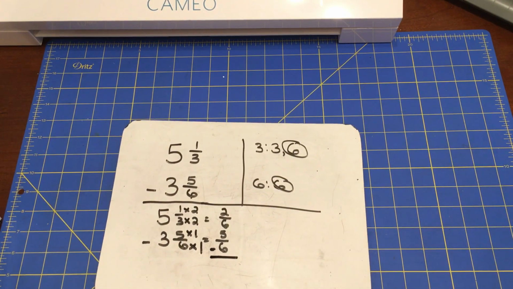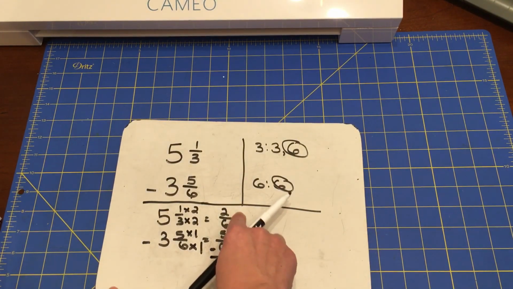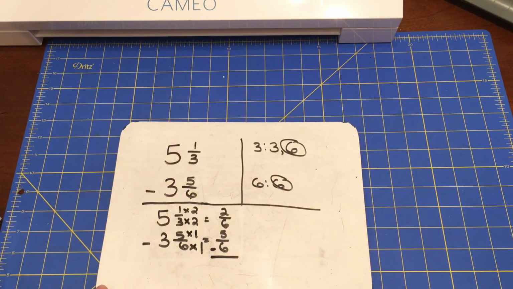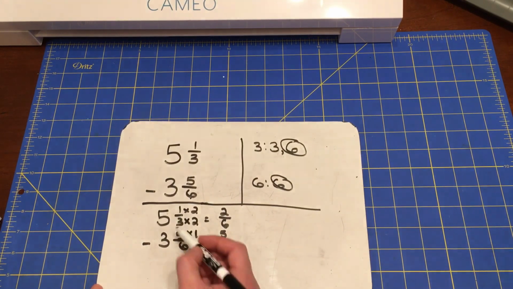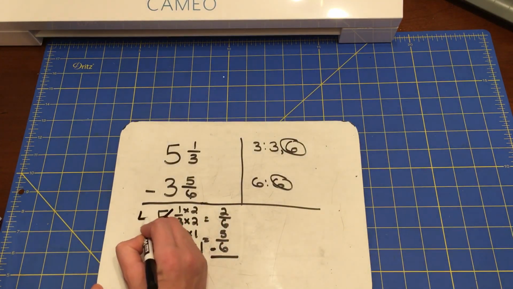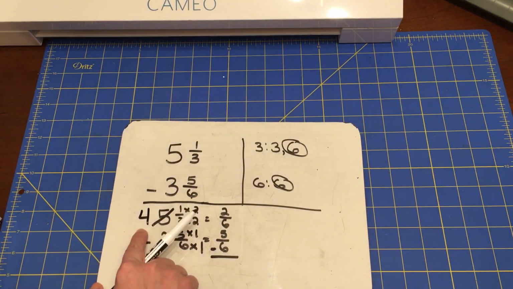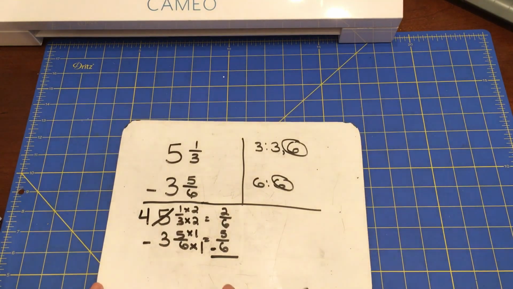Well, if I have 2, I can't take 5 from that. So this fraction is smaller than this fraction. And just like with whole numbers, that means we have to regroup. So we're going to go over to our whole number, our 5, and we're going to borrow 1, making that 4. Now make sure you write that number over here when you regroup. Don't forget, or you'll get the wrong answer.